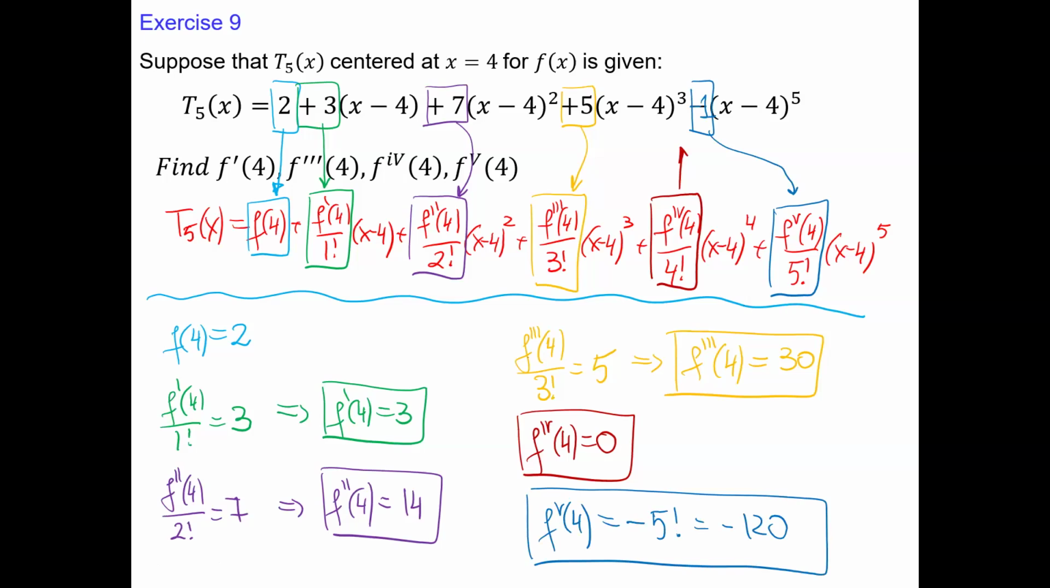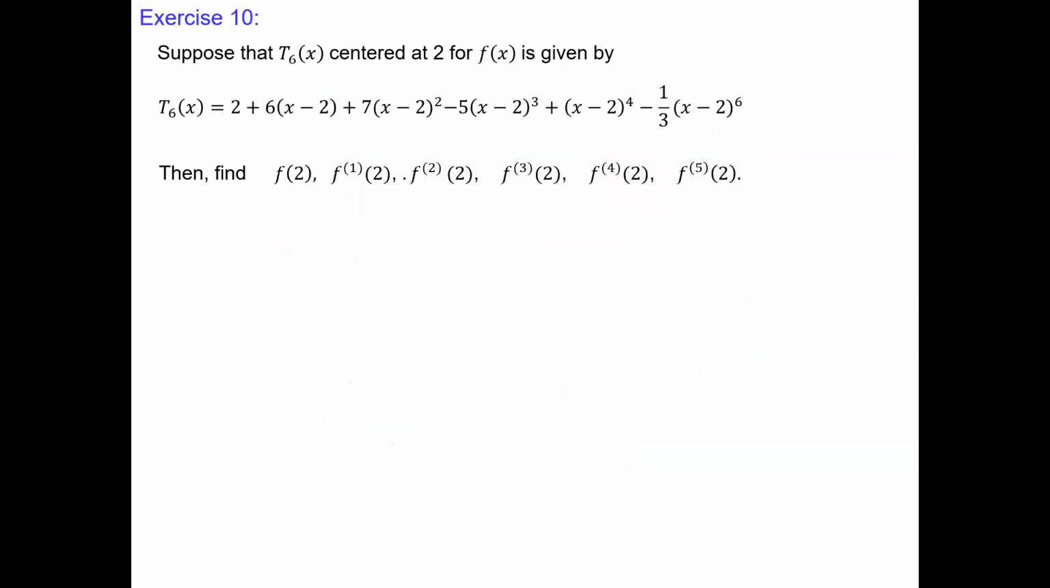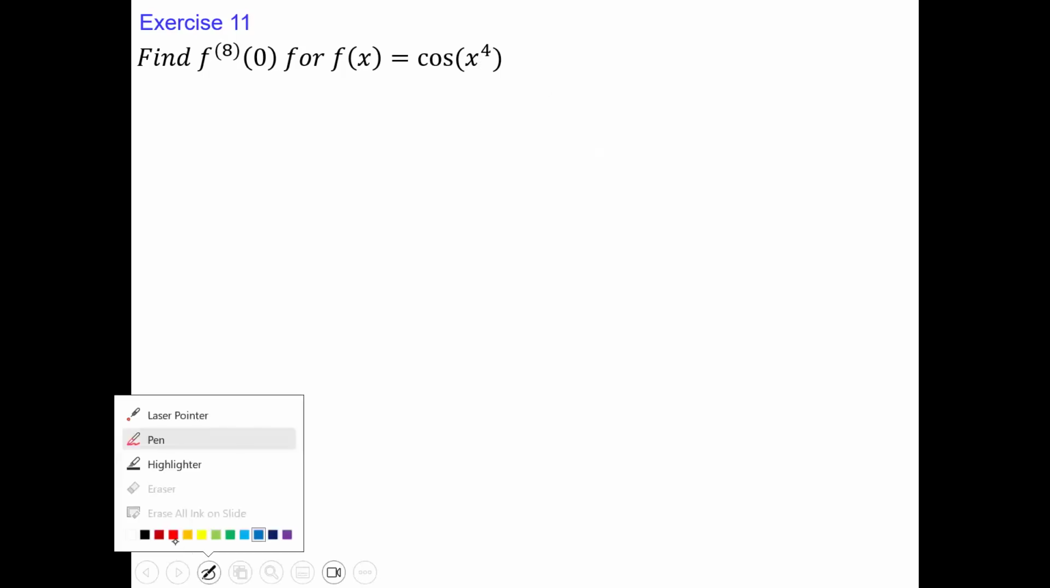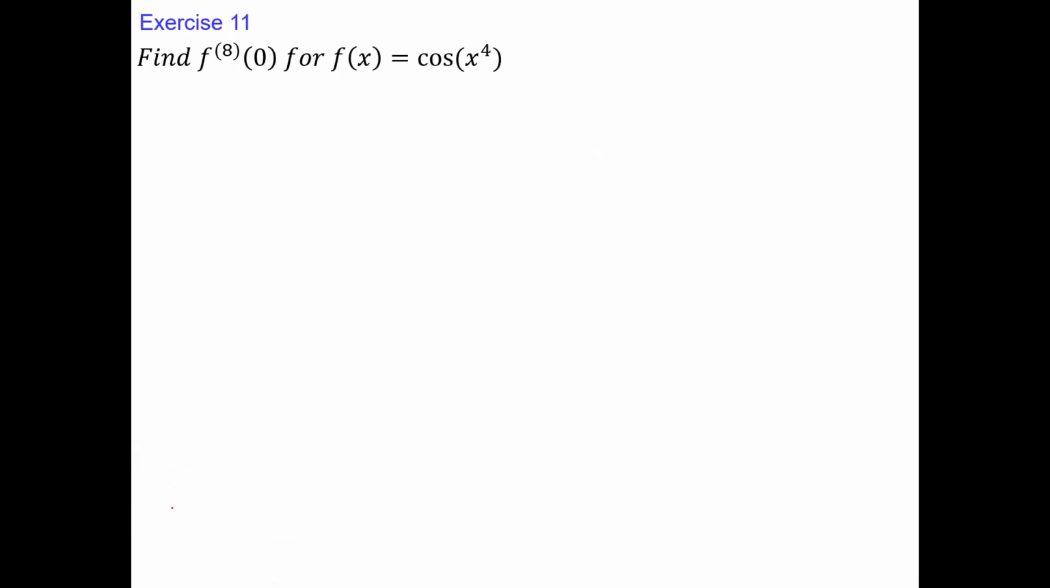And the last question is this one. You can try the same thing. Let's try this one, because that's interesting. Find the 8th derivative at 0 for the function cosine of x to the power of 4. First of all, please do not try to differentiate, first derivative, second derivative, because we will end up with lots of product rule. We don't want this. Let's use the Taylor polynomial, or Taylor series.